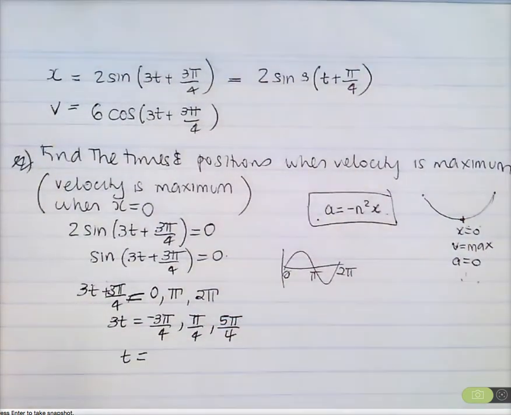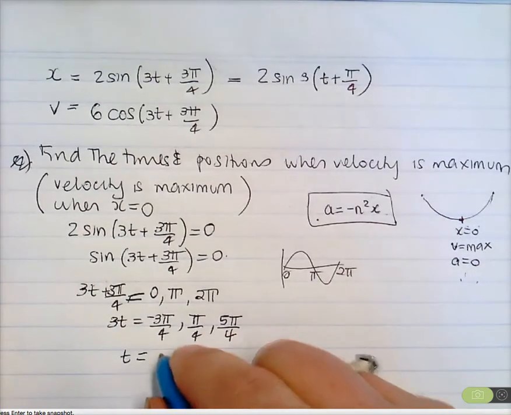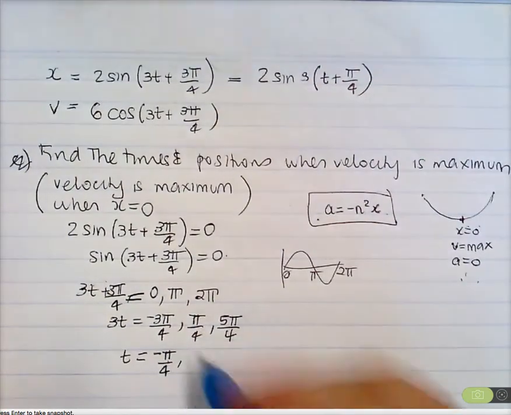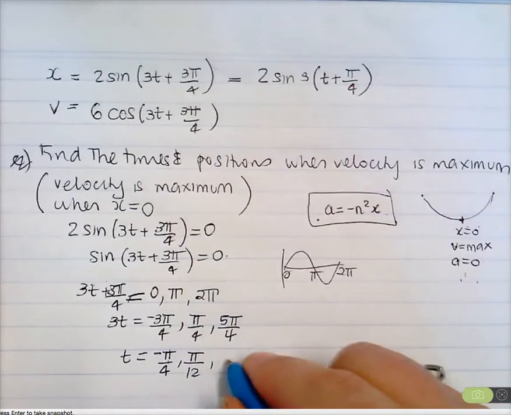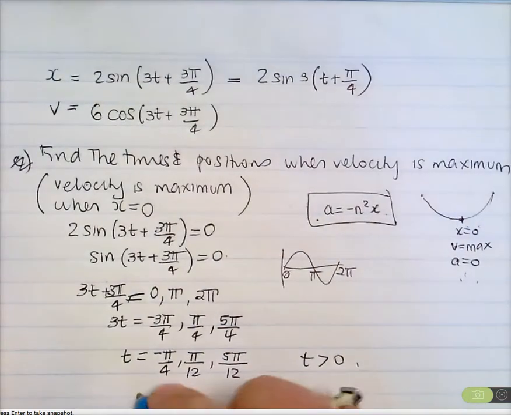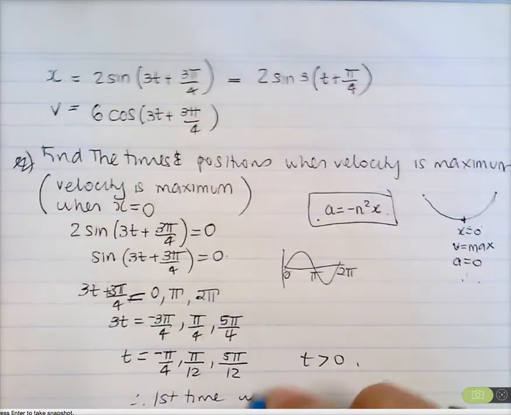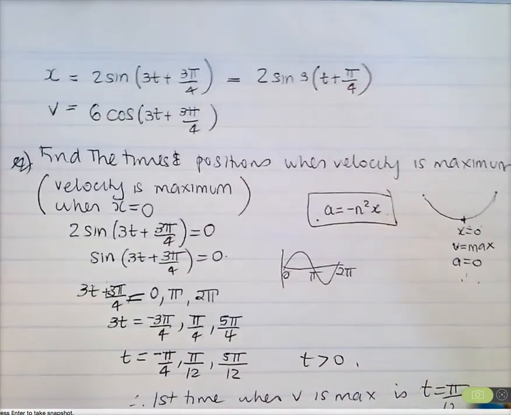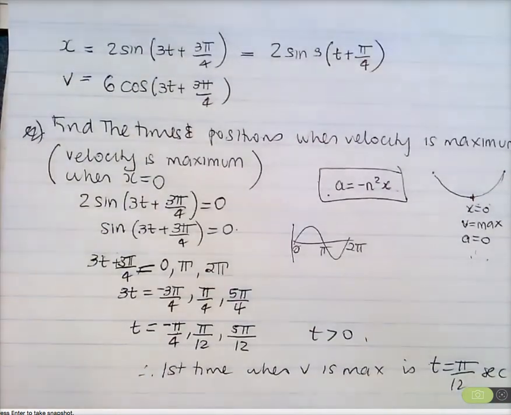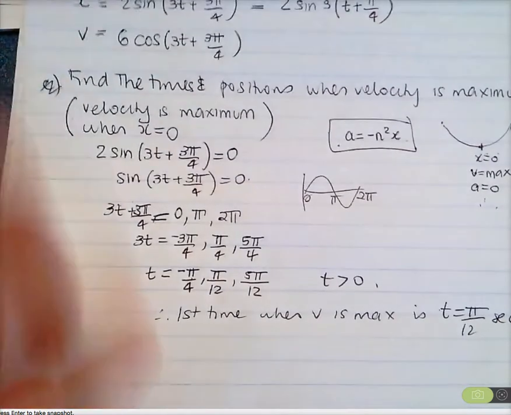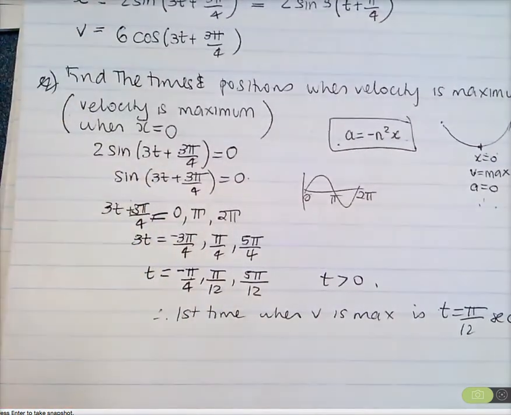And then we get t, dividing all of those by 3, we get negative 3 pi on 12, which is negative pi on 4. Divide this by 3 and you get pi on 12, and divide this by 3 and you get 5 pi on 12. So t has to be greater than 0, so therefore the first time when v is max is time is pi on 12 seconds. Now, if we actually drew the curve, it's a bit hard to see it on the curve because there's the sideways shift. So when you've got a sideways shift, it's really hard to read it off the graph. You need to do it using your trig equation.